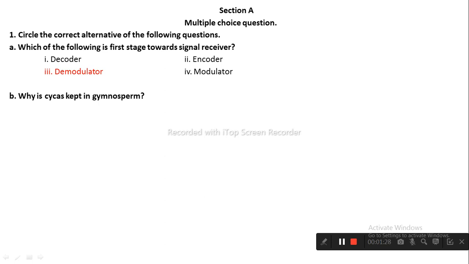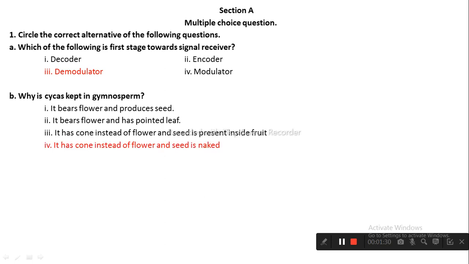Next one, why is cycas kept in gymnosperm? So cycas is kept in a gymnosperm because it has cones instead of flowers, and the seeds are naked.